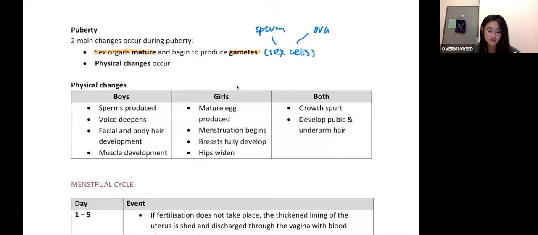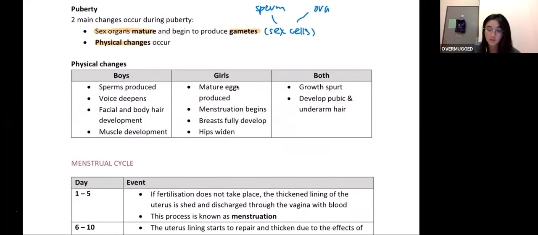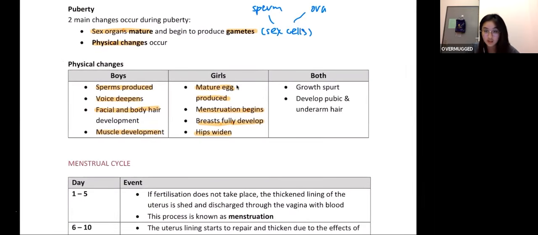And then you also go through a series of physical changes. So for boys, what exactly is going on? Your sperms will be produced, deepening of your voice, facial and body hair development, as well as marked muscle development. For girls, what are the different physical changes? You can start to release mature eggs, you start menstruation, your breasts will begin to develop and your hips will widen. Across both genders, you have a growth spurt and you develop pubic and underarm hair. So remember, what are the physical changes?